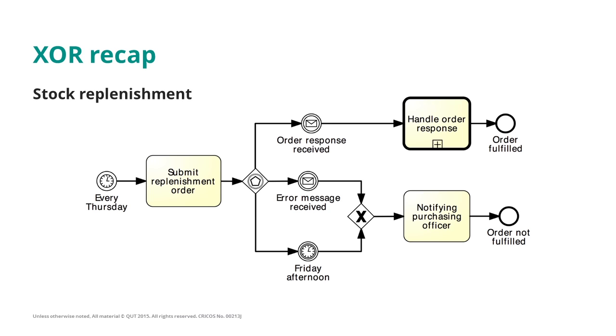Either we receive a purchase order response, in which case we handle the response and the order is fulfilled, or we receive an error message, or we receive none of these two messages by Friday afternoon. So in the latter two cases, we have to notify the purchasing officer at the restaurant's headquarters, upon which the order is not fulfilled.